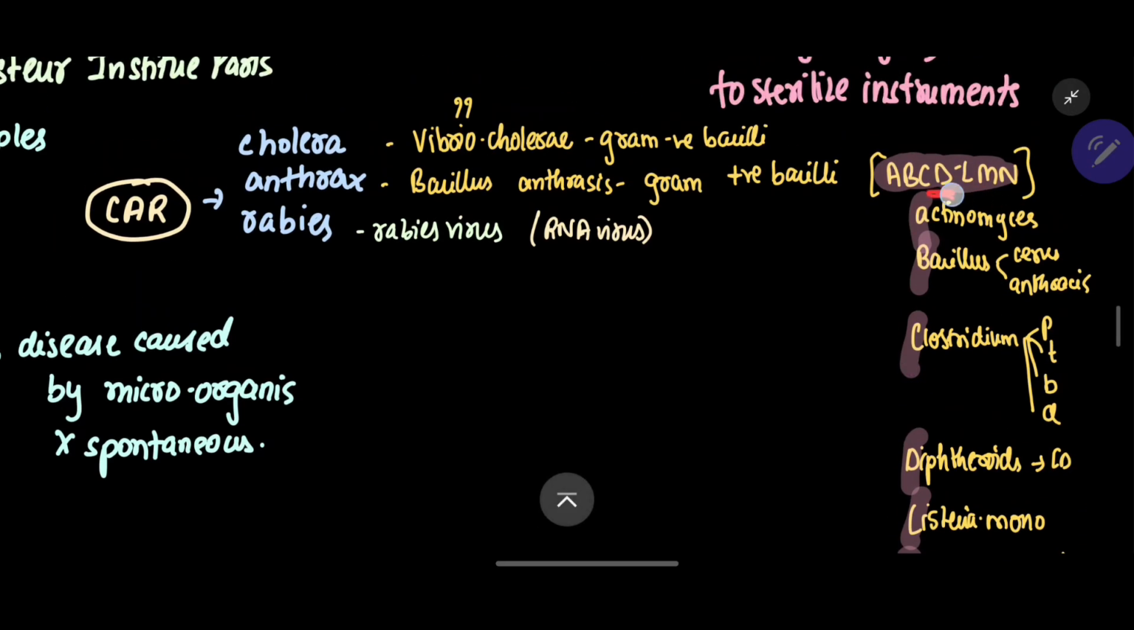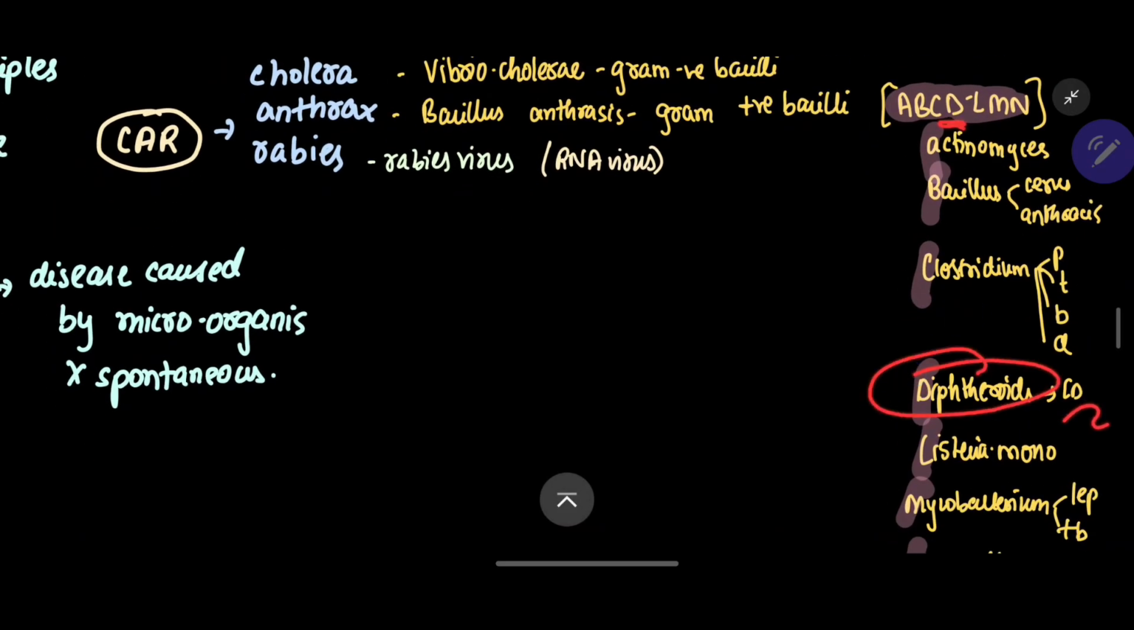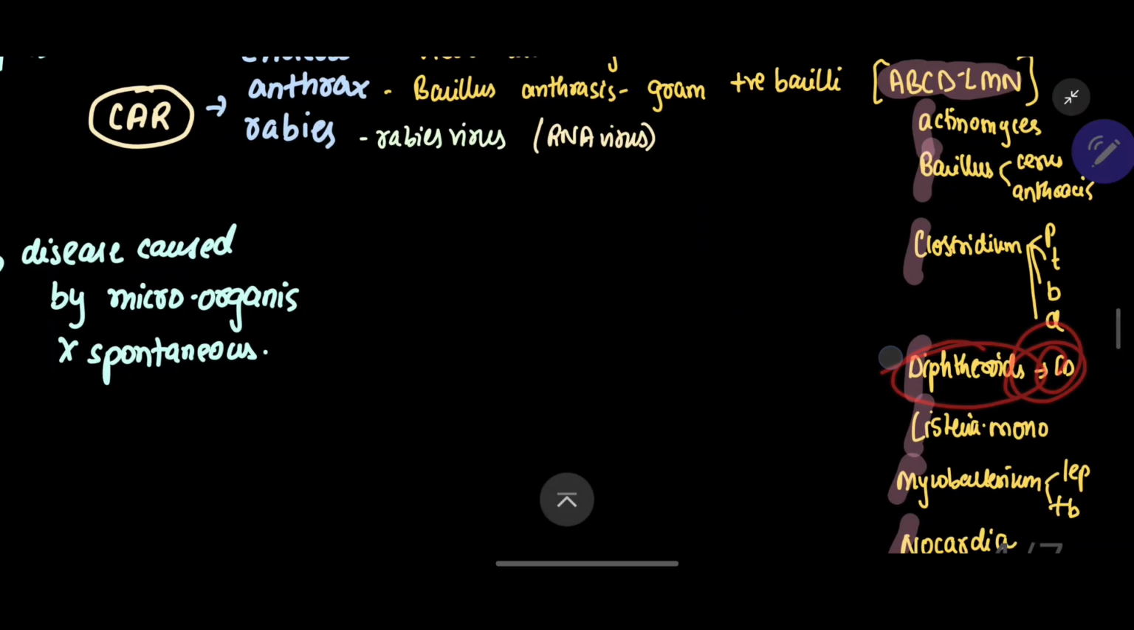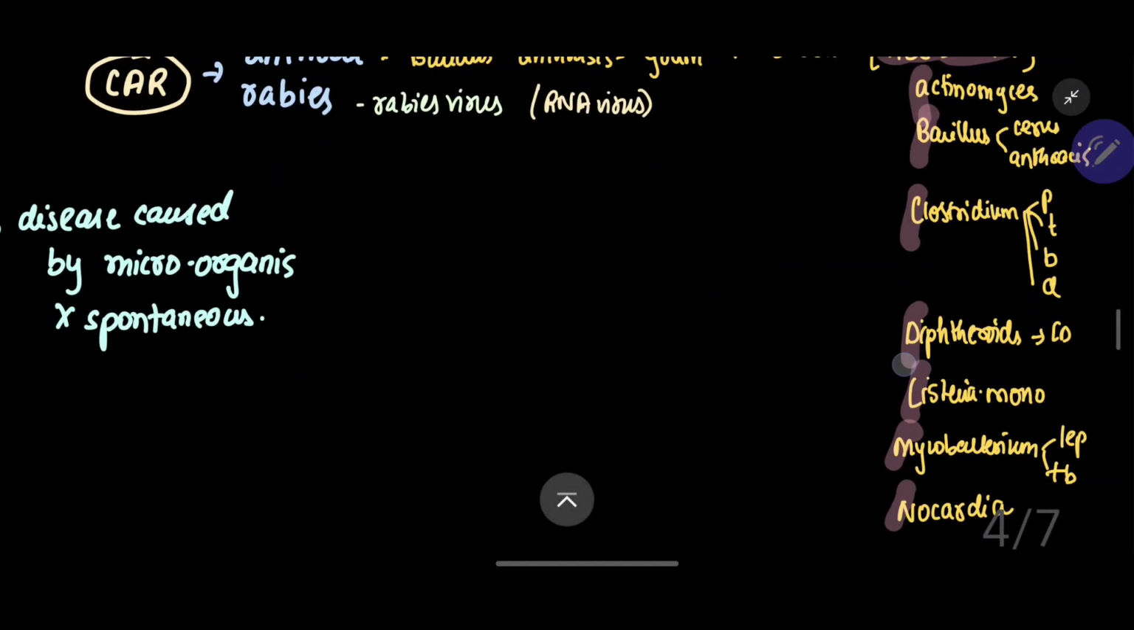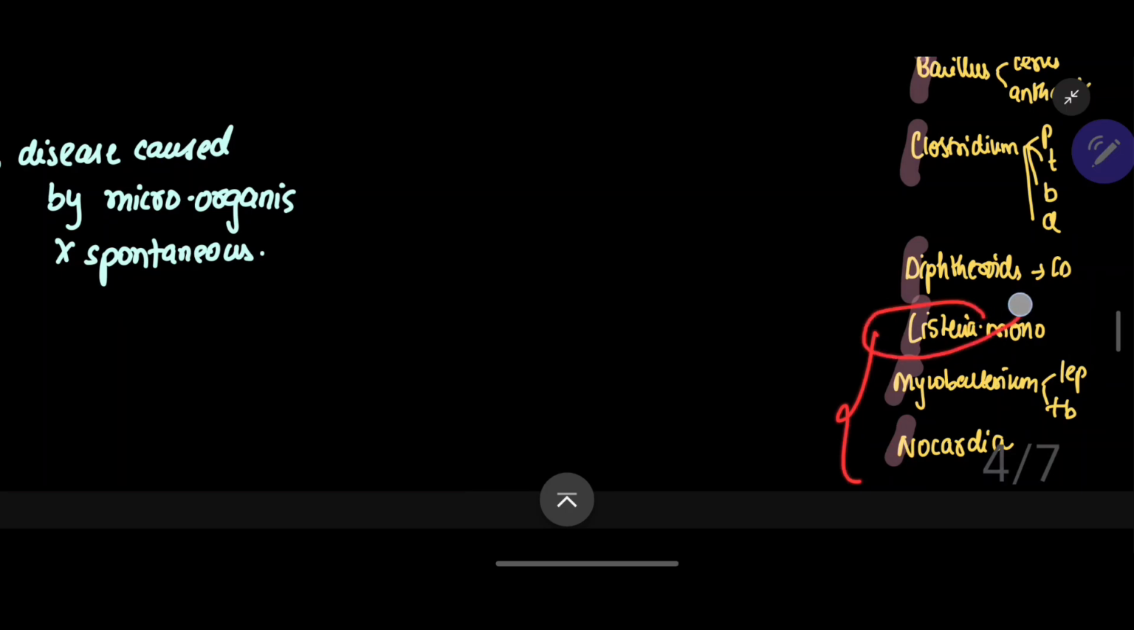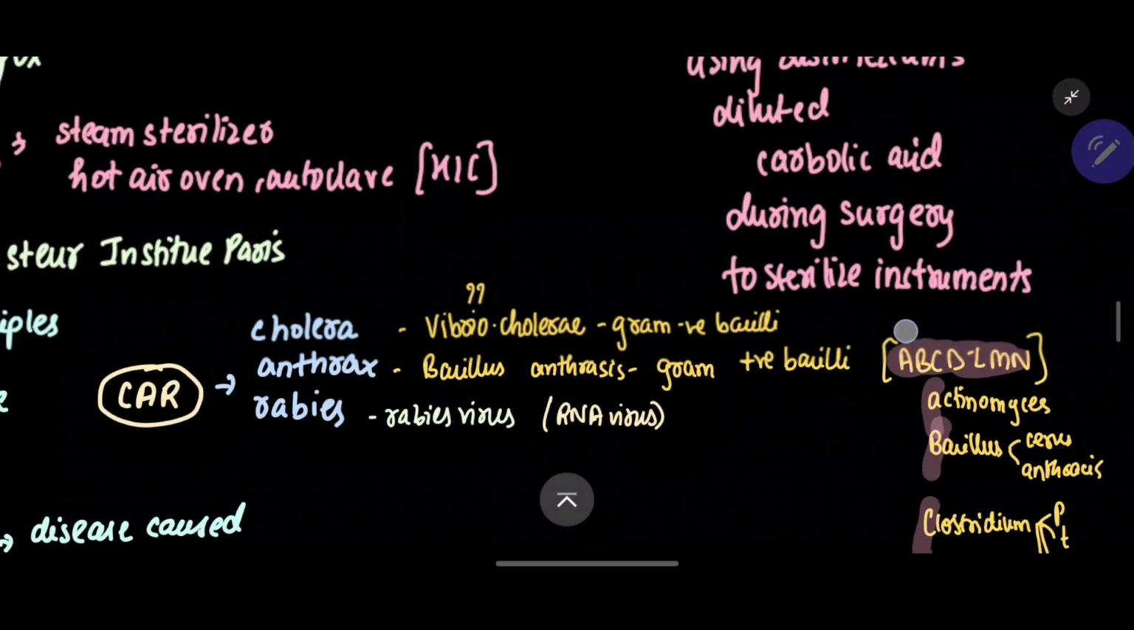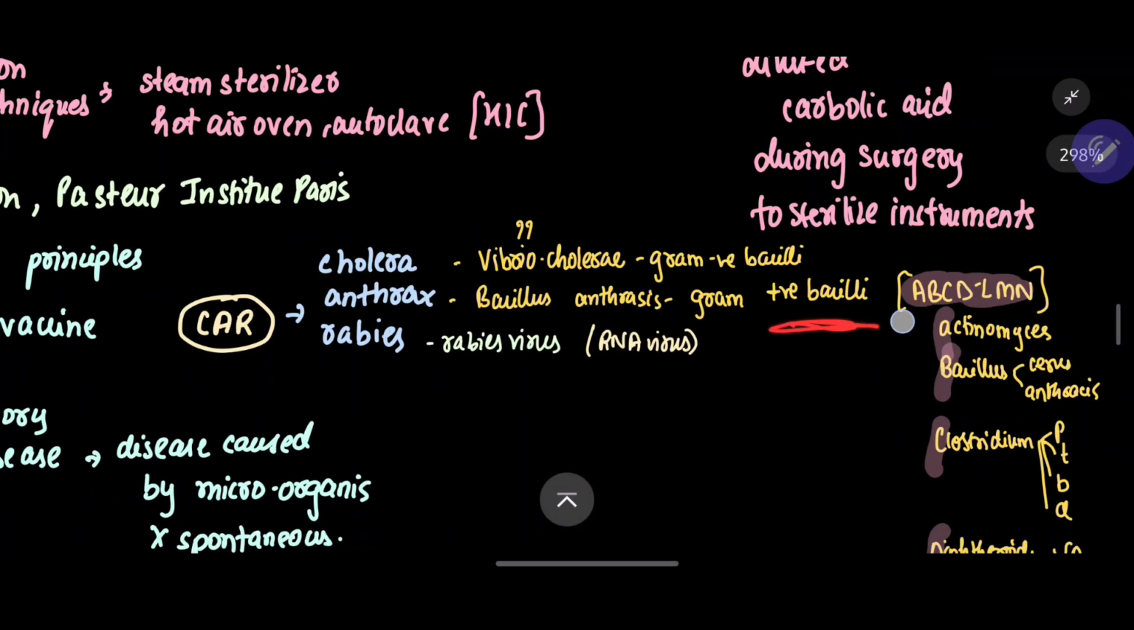Okay. Next is D. D is diphtheroids, like Corynebacterium diphtheriae, which causes diphtheria. If you have heard of it, it is a respiratory tract infection. So CD. And then LMN. L is Listeria monocytogenes. M is Mycobacterium leprae and Mycobacterium tuberculosis. Mycobacterium tuberculosis causes TB. Mycobacterium leprae causes leprosy. Then N is Nocardia. Okay, so these are all your gram-positive bacilli.